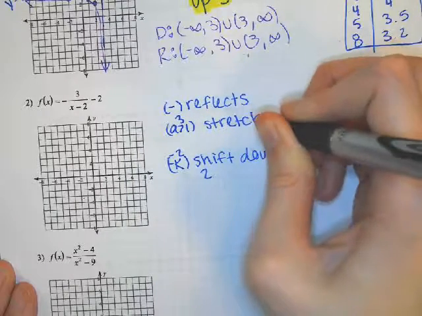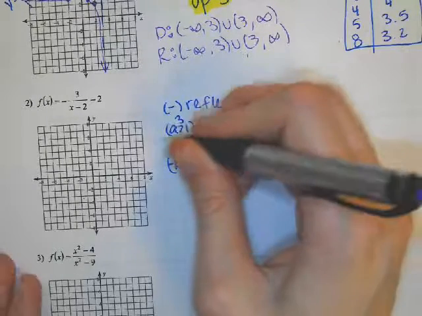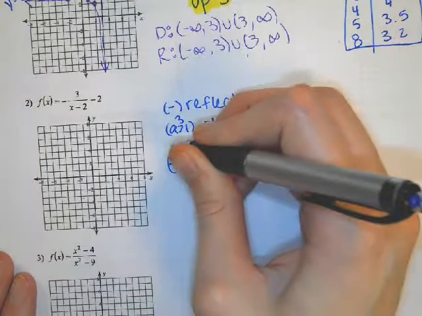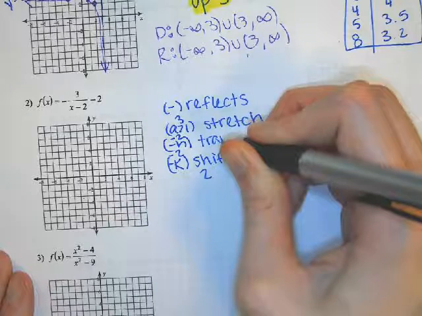And we got 1 more transformation. Somebody new. Translate right 2 because of the h value, minus 2. So translate.